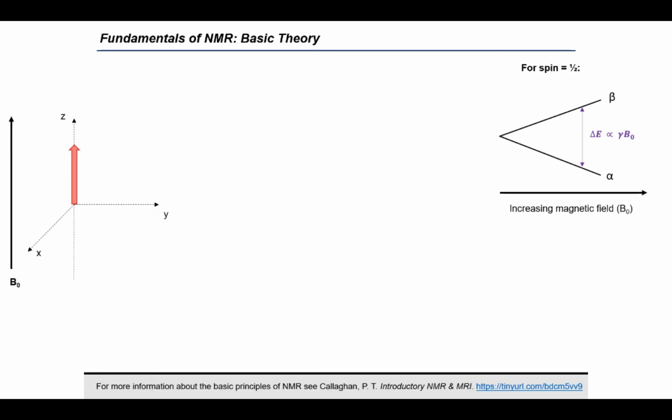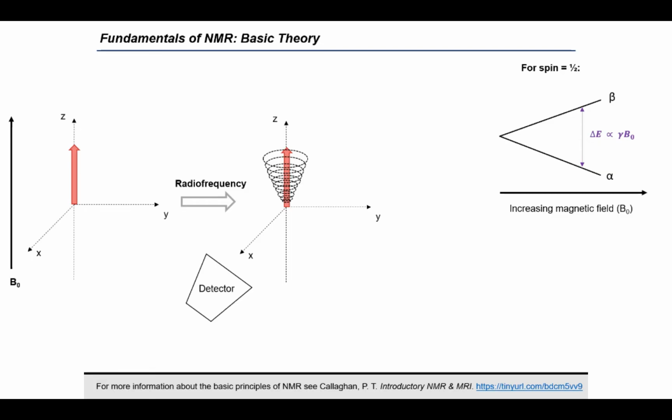Now, if we perturb this equilibrium with a radio frequency pulse, we can move it so that the magnetization is no longer sitting alongside the magnetic field, but instead perpendicular to it. And now it's going to precess around that field and return back to equilibrium. As it does so, it's going to induce a current inside a detector, and we can turn that current into a signal that we can then process to get the signal that we all recognize.